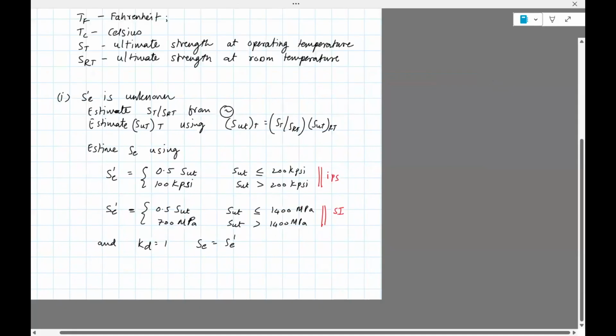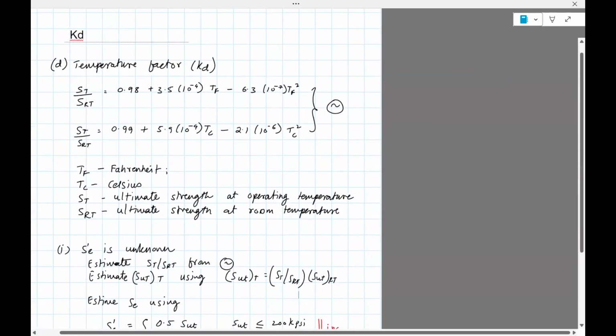Okay, next is KD. KD is a temperature factor, the effect of temperature. So when you do this test in the lab, you do it at room temperature. But when the machine element is loaded in the field, it might be subject to a different temperature. So this factor accounts for the difference in temperature between lab specimen and the actual field.